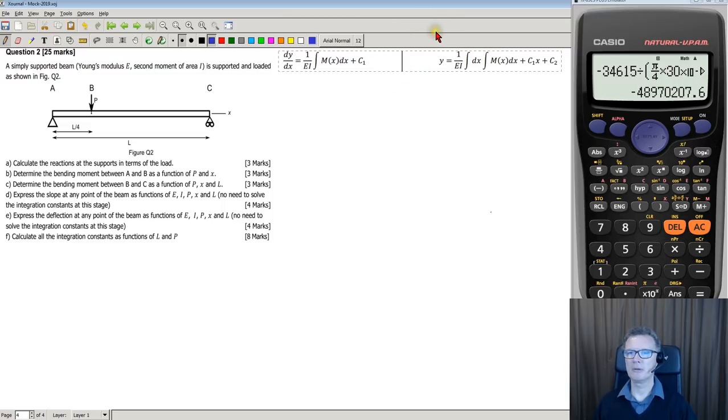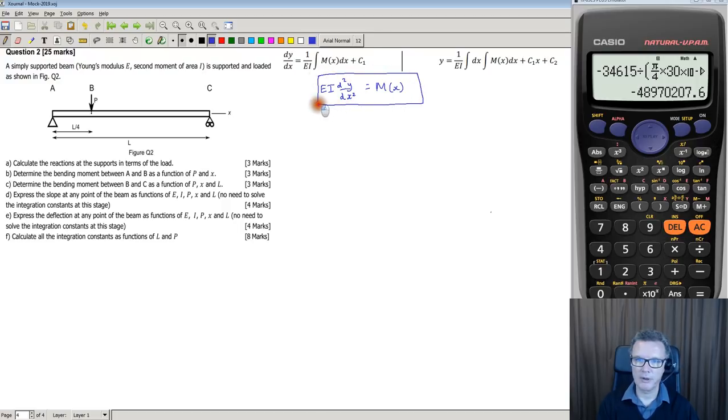But that's not what I'm going to use. I'm going to go back to the second order derivative. So you can state that, bring the EI up, with the left hand side equals M(x). So this is our starting point really for a problem like this.